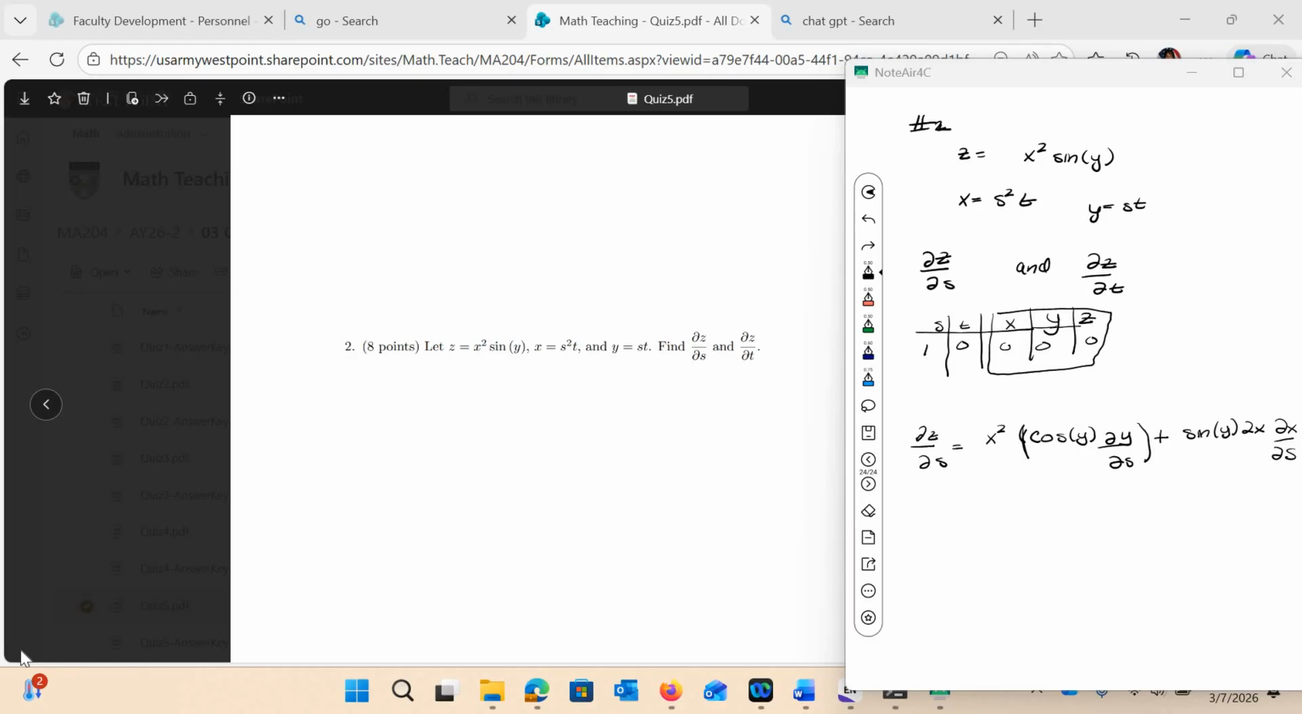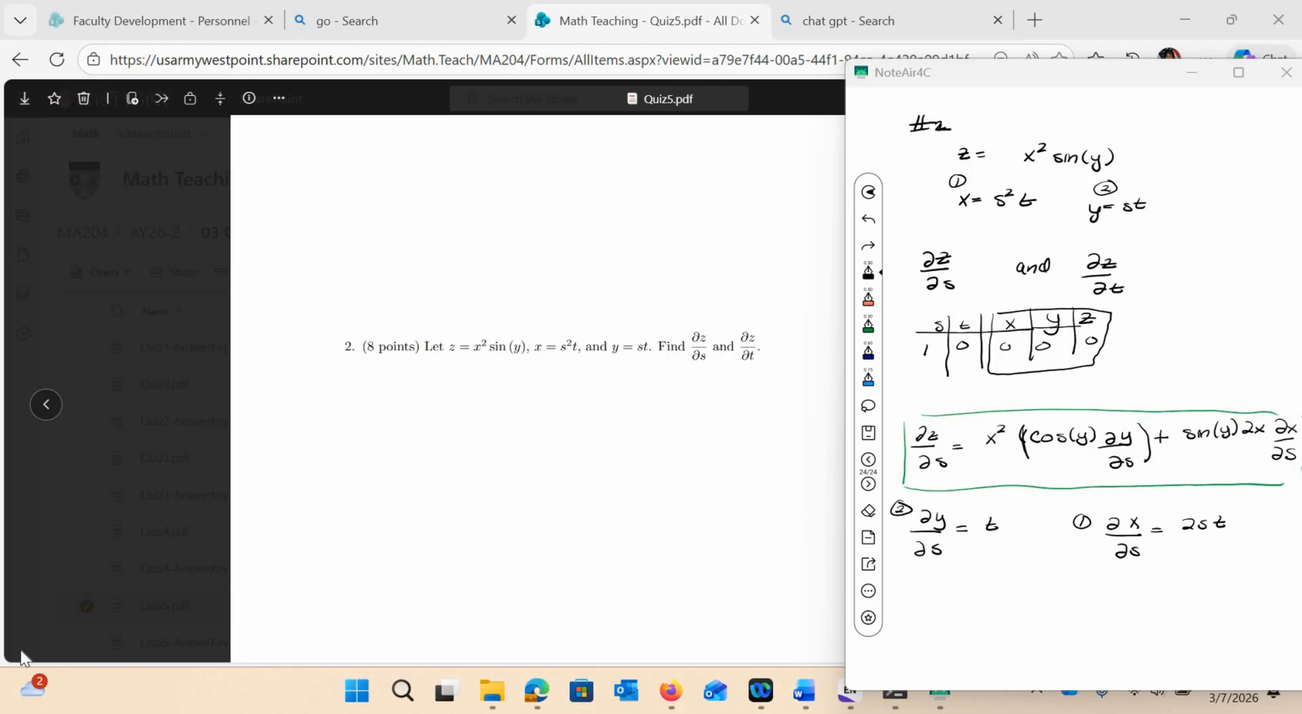Now I just took the derivative of something involving the x, so I have to multiply by the partial of x with respect to s. Now, the partial of y, I call this boxing off, this is important, I got to keep this. The partial of y with respect to s is just t. I got that from equation number 2. And equation number 1 gives me the partial of x with respect to s is equal to 2s times t.